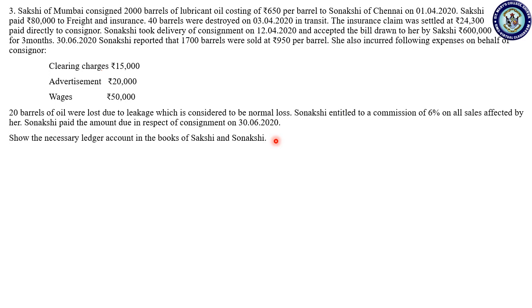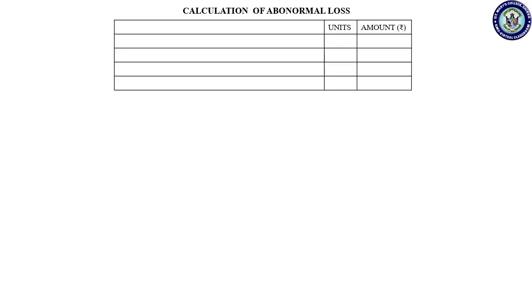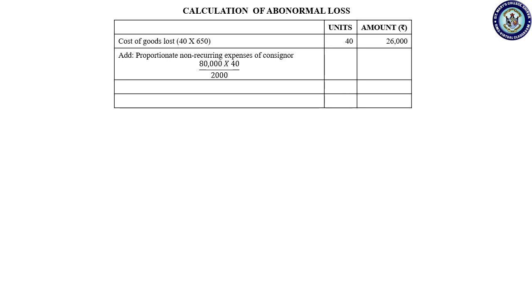Okay, so let's start. I think you have completed the abnormal loss. First I have to take the cost of goods lost. The goods lost are 40 units, the cost of one barrel is 650, so it comes to 26,000. And the proportionate non-recurring: the consignor incurred 80,000 for 2,000 units, and we want it for 40 units. So cross multiplication, 80,000 into 40 divided by 2,000, comes to 1,600.